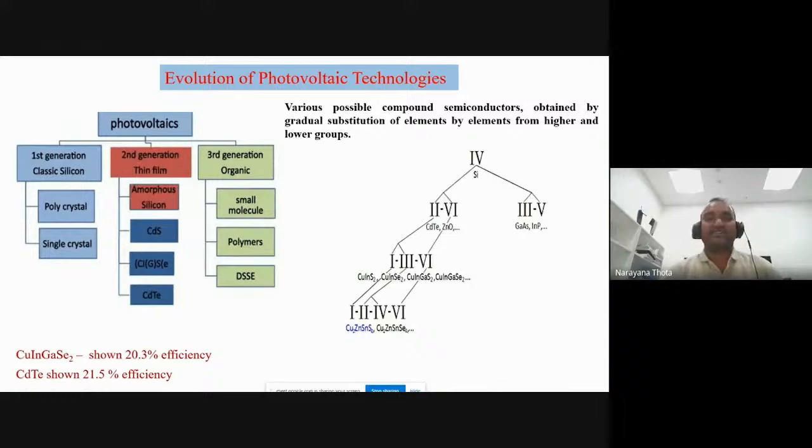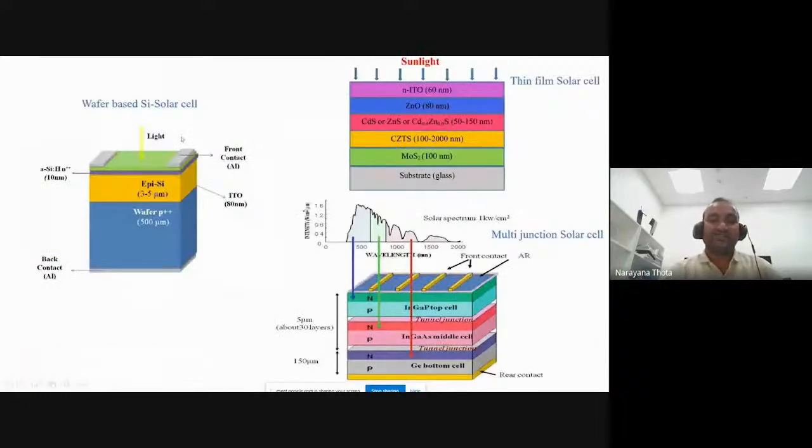See, these are the 3 generations of solar cells. These are the first generation solar cells, silicon solar cells. As I mentioned previously, it is an indirect band gap material, so it requires very thick material. You see, a 500 micrometer wafer is required to absorb the solar radiation. Whereas in thin film solar cells, just 2000 nanometers, that means a 2 micrometer thickness film is enough to absorb the same radiation. So these are very thick solar cells. These are very thin solar cells.